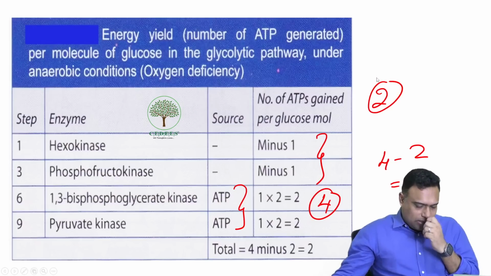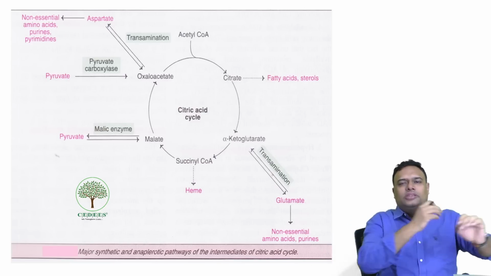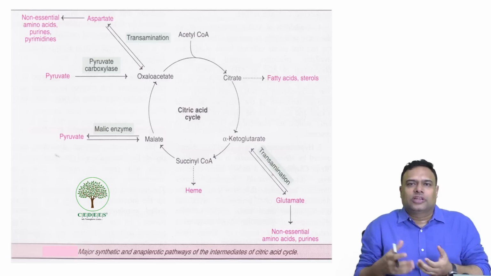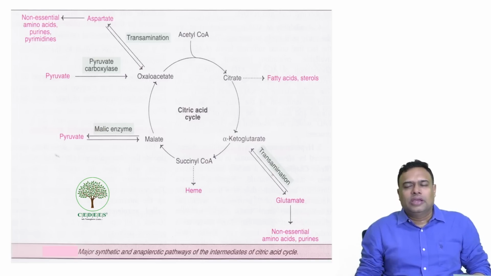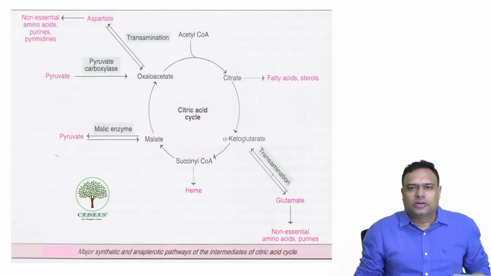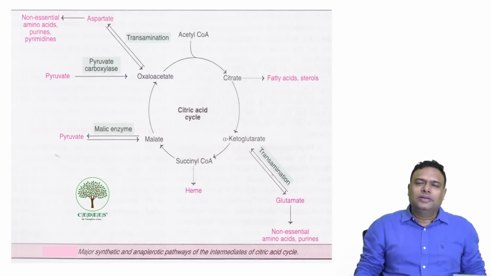Okay, right. Next one. Now, citric acid cycle is said to be amphibolic. That is, there are both synthetic as well as catabolic processes happening, that is both anabolic and catabolic pathways are going on in citric acid cycle.